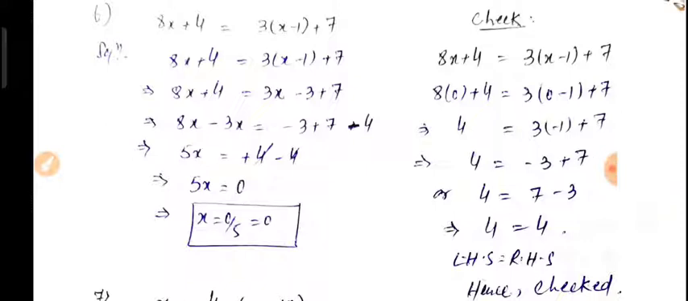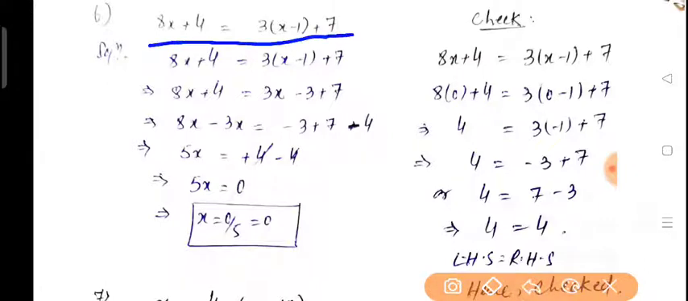Dear viewers, let's pick up the momentum from where we left off in the previous lecture. In the previous lecture, we discussed up to question number 5, exercise 2.1. In this session, we are going to discuss question number 6. We have a question: 8x plus 4 is equal to 3 into (x minus 1) plus 7.